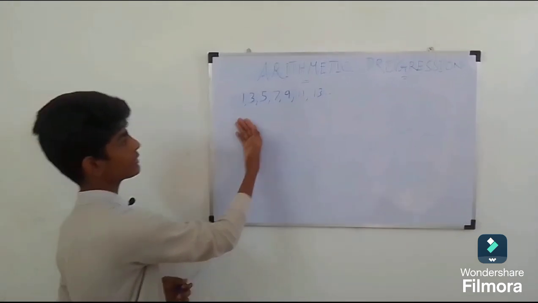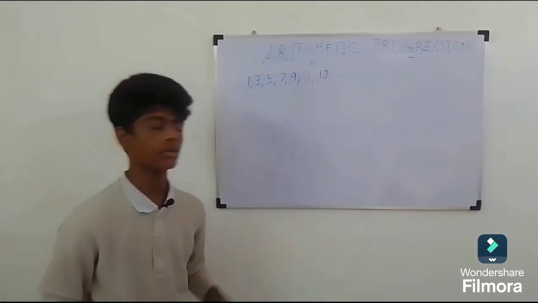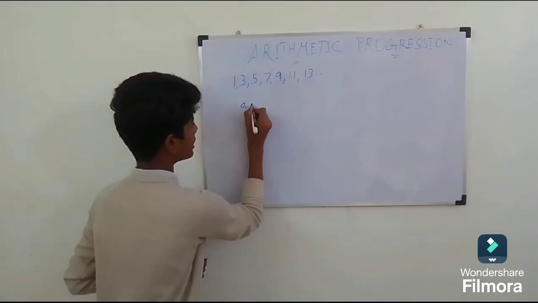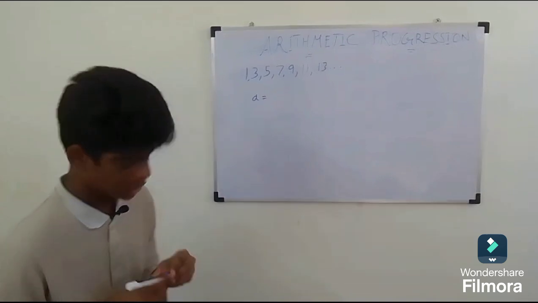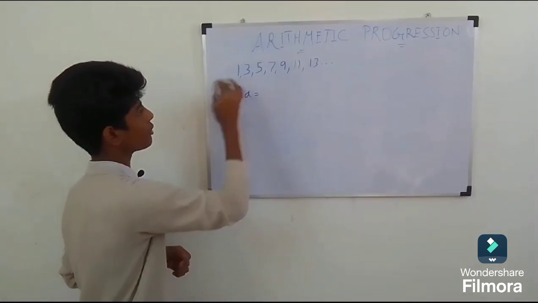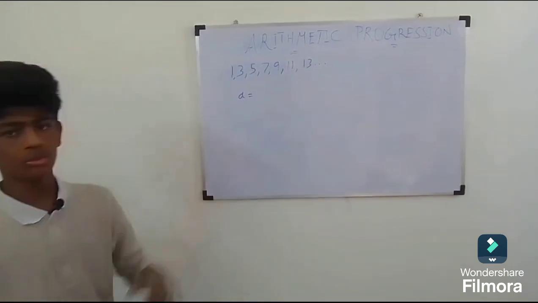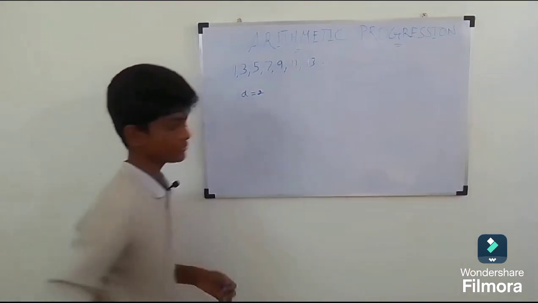So I have a set of numbers written here: 1, 3, 5, 7, 9, 11, 13 and so on. So what is the constant value here? We write D. D is called the constant difference between the numbers. So what's the difference here? The difference is 2, because 3 minus 1 is 2, 5 minus 3 is 2, 7 minus 5 is 2, everything is 2. 2 is the difference here. So the difference is 2.